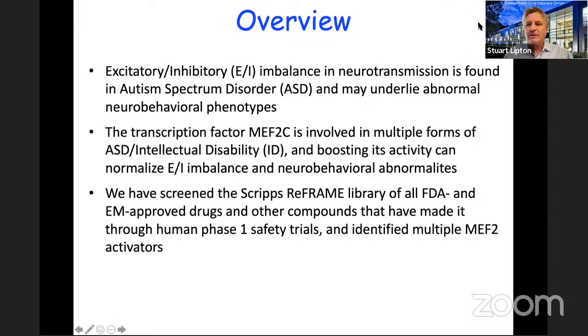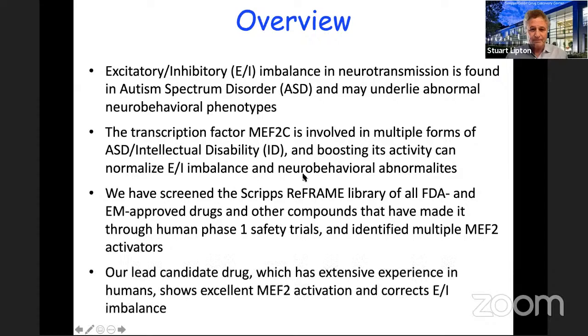So the beauty of that approach is that we have basically all the drugs that have ever been tested in humans that are safe, and we are able to test those. And the lead candidate I'll show you today has extensive experience in humans for another indication and shows excellent MEF2 activation and corrects EI imbalance. And I'll show you some of that data.